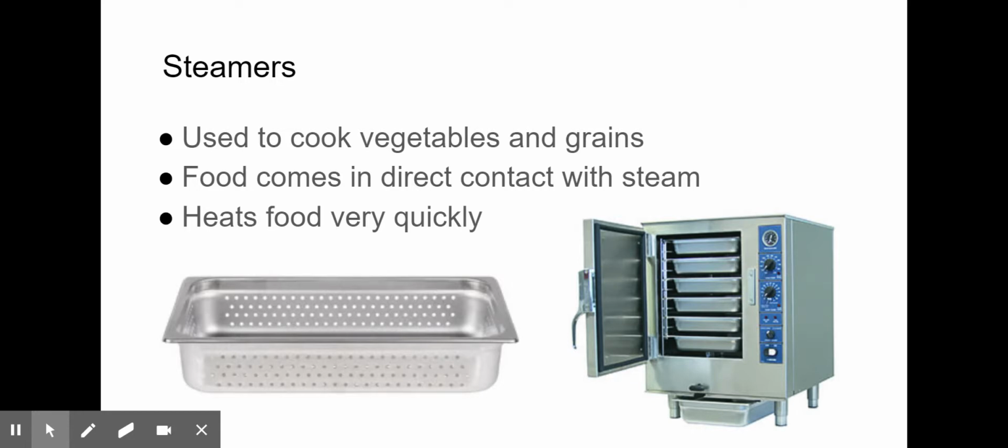Here's an example of a steamer, and you want to use some sort of pan that has holes in it to allow the steam to perforate and come up and actually cook the food up from underneath. So we're talking about cooking food with the water vapor that is created from boiling water.